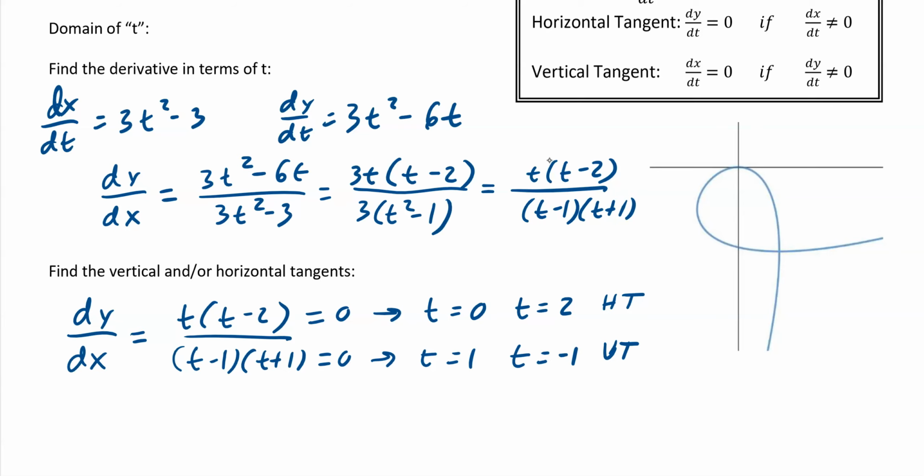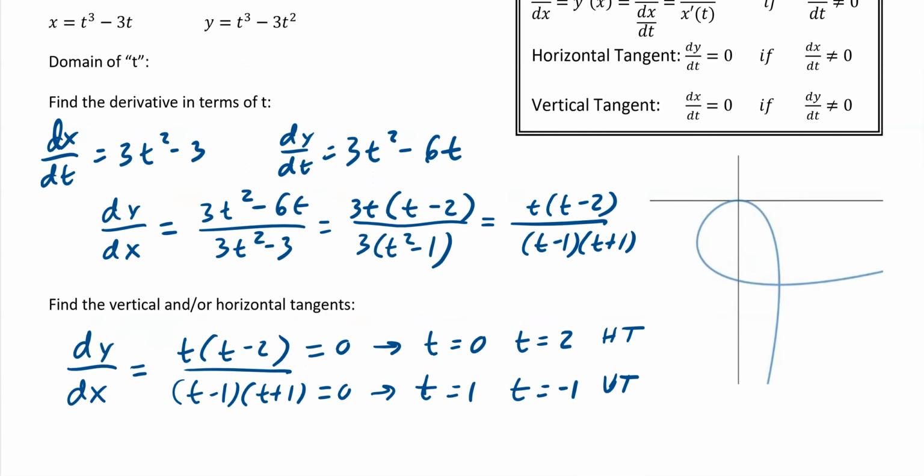Now, we have to make sure that these t values exist. So that means our domain needs to be looked at. And we don't have any input issues here. We can plug any t value we want in here. So all reals, which means we should have 4 different values: 1 at t equals 0, 1 at t equals 2, 1 at t equals 1, and 1 at t equals negative 1. Now you can plug these in and find the x and y coordinates, but that's all we have to do to find them.